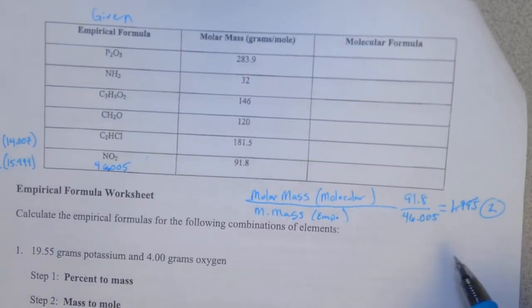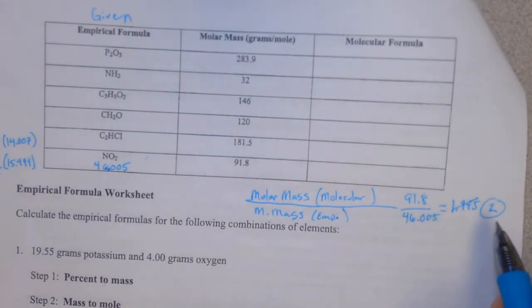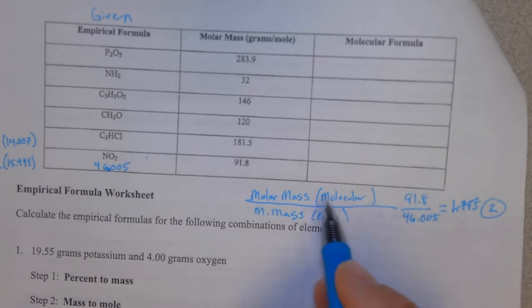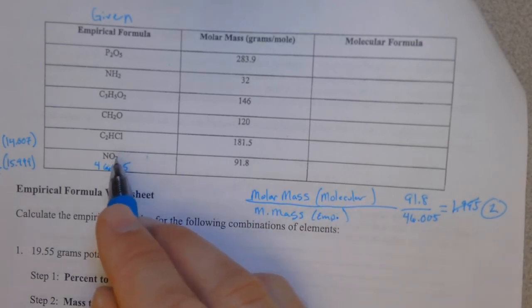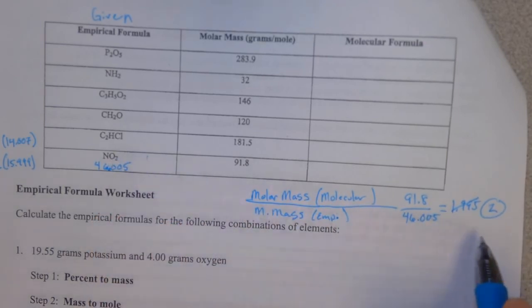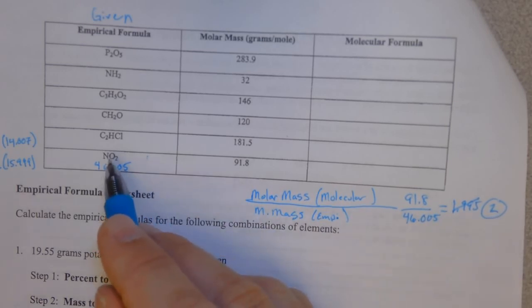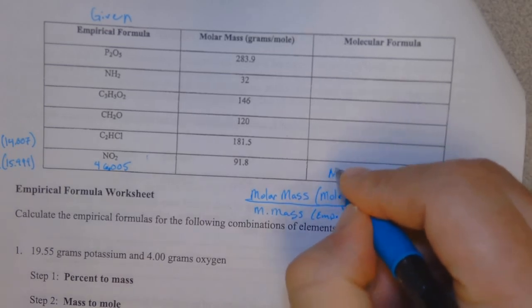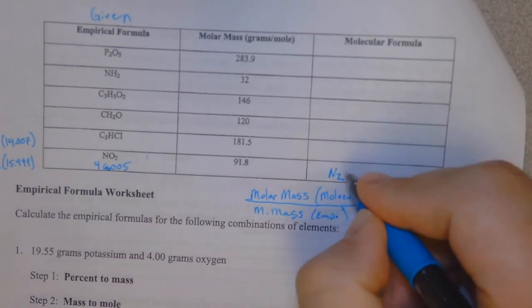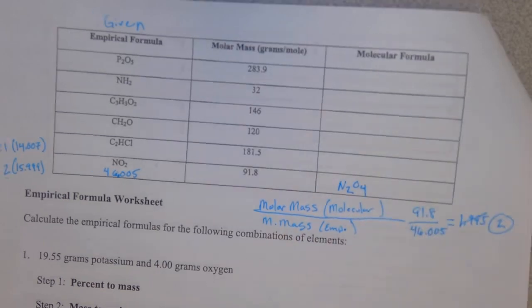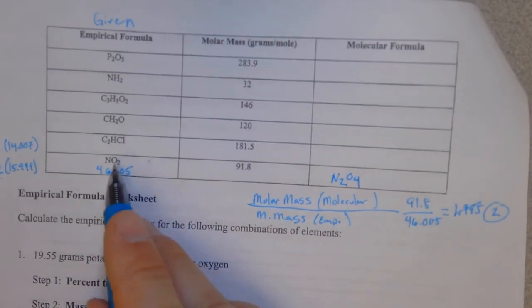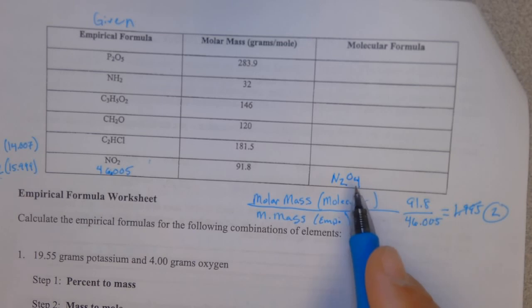How am I going to get the formula from that 2? What that tells me is that this empirical formula needs to get scaled up by a factor of 2. That's a fancy way of saying multiply each one of the subscripts of nitrite by 2. So this comes out to be N2O4. Here is your empirical formula for this compound, and here is your molecular formula for this compound. I hope that helps.